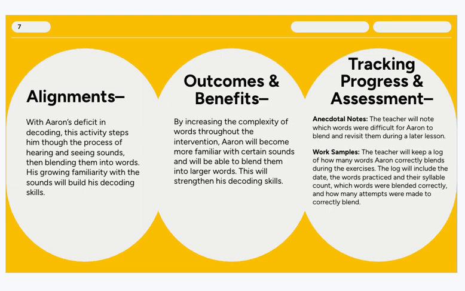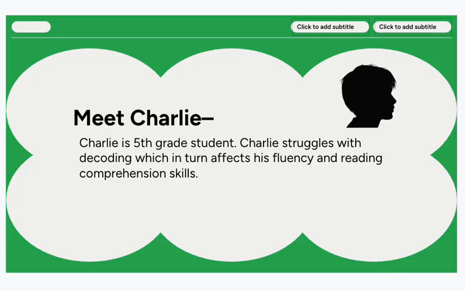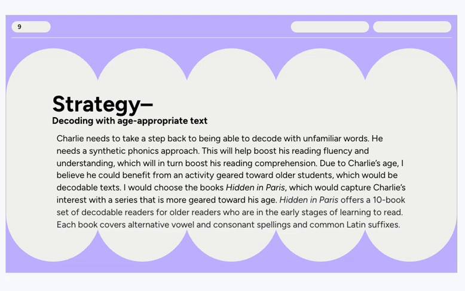Let's talk about our next student, Charlie. Meet Charlie. Charlie is a 5th grade student, and Charlie struggles with decoding, which in turn affects his fluency in reading comprehension skills. So, for Charlie and our intervention with Charlie, our strategy is decoding with age-appropriate text.